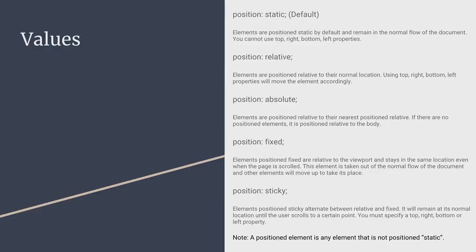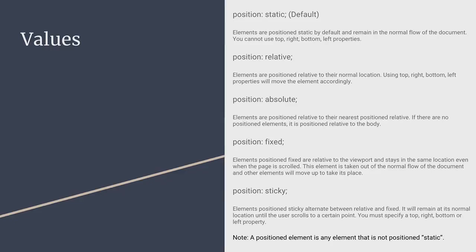Next one is position absolute. Elements are positioned relative to their nearest positioned ancestor. If there are no positioned elements, it is positioned relative to the body. And when I say nearest positioned, I mean any element that is not position static. Any element that is not the default position. So I'm going to say that one more time. Elements that are positioned absolute are positioned relative to their nearest positioned ancestor. If there are none, then it's positioned relative to the body. So keep that one in mind.